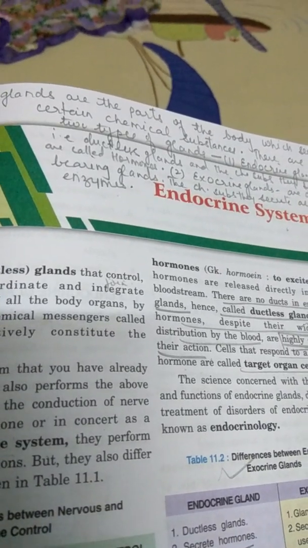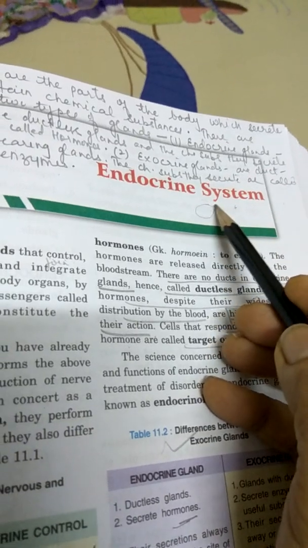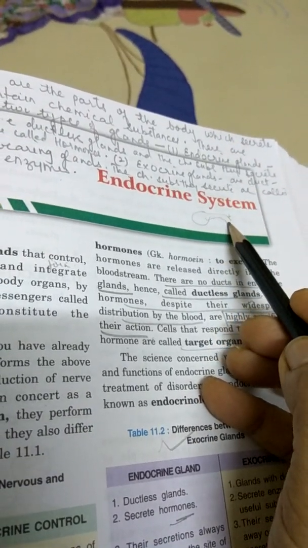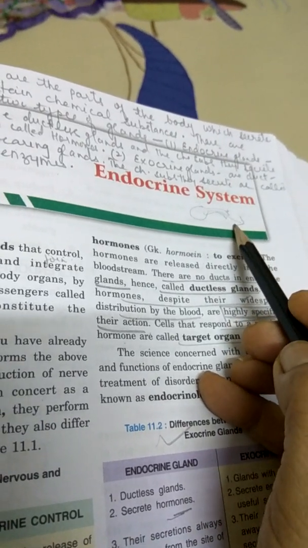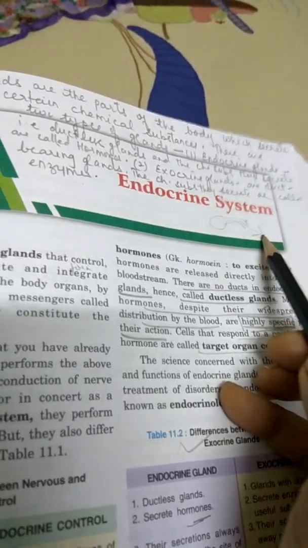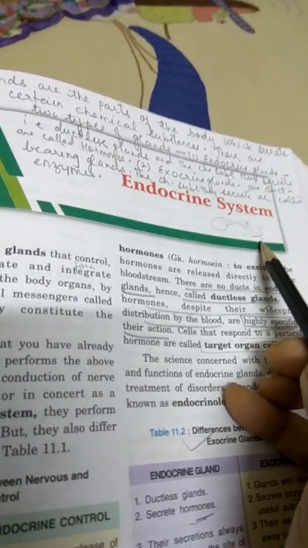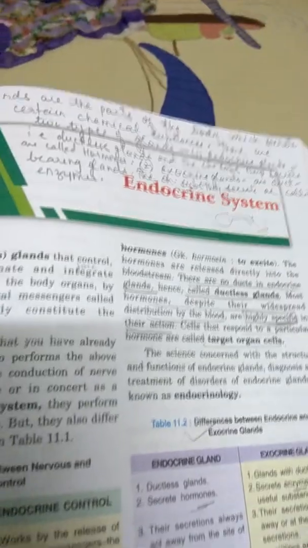Exocrine glands are duct bearing glands. These are the glands which have a tube-like structure called a duct, and through the duct the chemical substance called enzymes is poured out, and that particular enzyme will carry out the function and act on the part where it has to act.